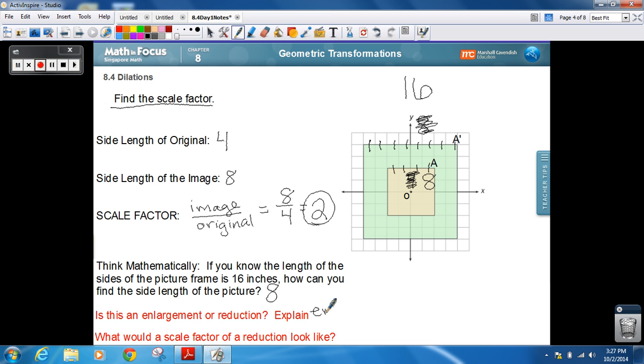Is this an enlargement or a reduction? It's an enlargement. And there's a couple different ways that you can explain it. You can say because the image is larger than the original, or you can say because the scale factor is greater than 1. What would a scale factor of a reduction look like? The scale factor would be less than 1. So for an enlargement, the scale factor is greater than 1.